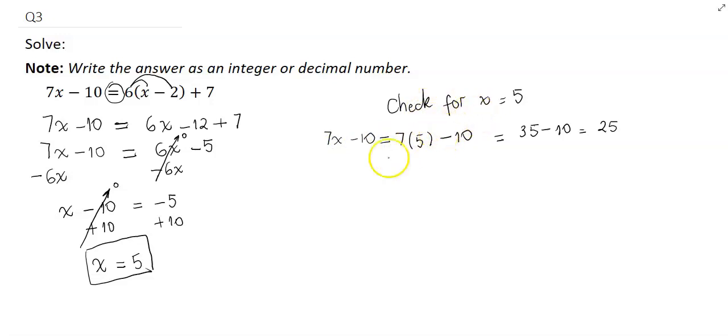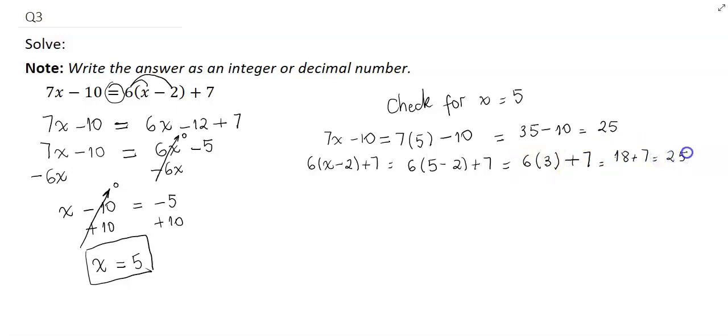I replace here. So the expression on the right is 6 multiplied by x minus 2, plus 7. If I replace the 5, I have 6 multiplied by 3, so this is a grouping. I solve the grouping first. Now I have the multiplication and addition, so it's 18 plus 7, and this is also 25. So this became a true statement. The left side and right side are equal for the value of x equal 5. So you found the correct answer.